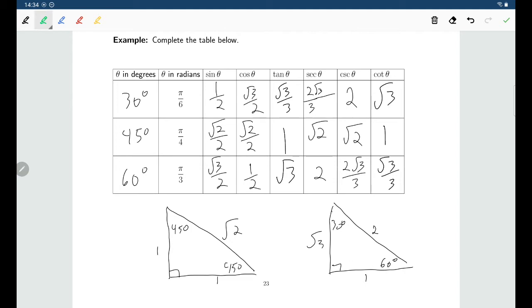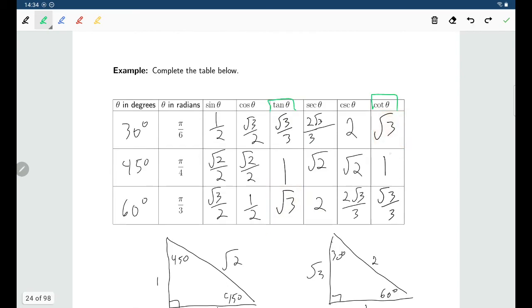You can also use the fact as another identity, how tangent and cotangent are cofunctions of each other. So cotangent of 30 degrees and tangent of 60 should be equal. Tangent of 45 and cotangent of 45 should be equal. Tangent of 30 and cotangent of 60 should be equal, and indeed they are.